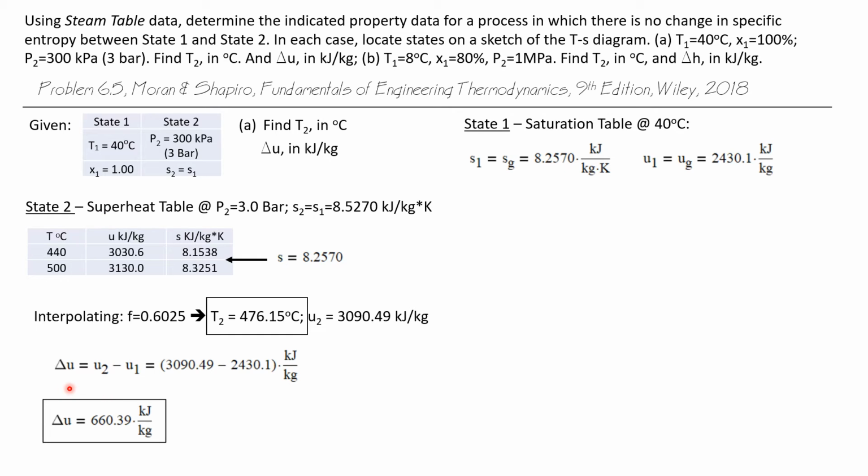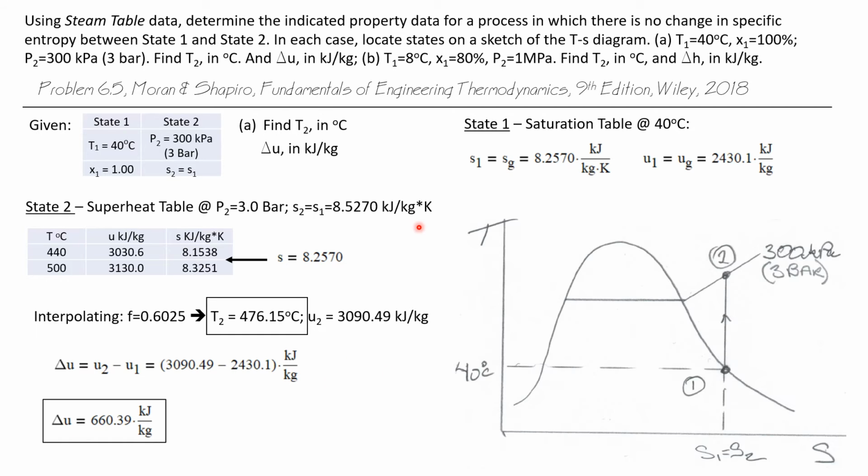So we're asked to find the change in internal energy during the process. Well, delta U is just U2 minus U1. And we now have table values for both of these. And we calculate that delta U is 660.39 kilojoules per kilogram.